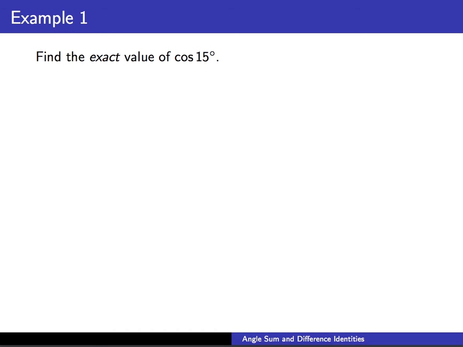In this video, we're going to take a look at some examples of incorporating our angle difference for cosine. And we're going to start by finding the exact value of the cosine of 15 degrees. Now, we could type cosine of 15 degrees into our calculator, or cosine of pi over 12 radians, and it'll give us a decimal approximation. So what we're going to look at is how to use some exact ratios we already know to find the exact value for cosine of 15 degrees.